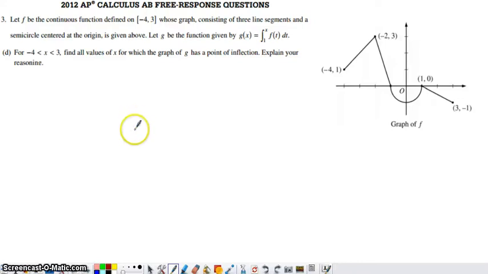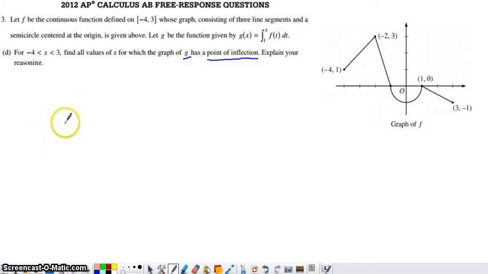So here's part D of number 3 from the 2012 AB and BC exam. And in part D they say for the open interval -4 to 3 find all x values for which the graph of g, not the graph of f, but the graph of g has a point of inflection. Explain your reasoning. Now points of inflection happen at places where a function has changes in concavity.